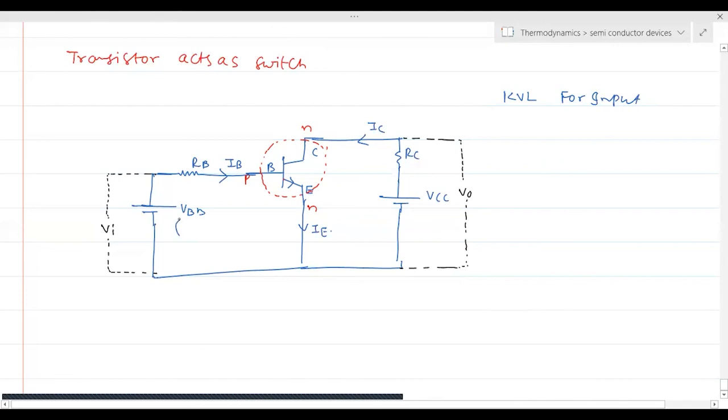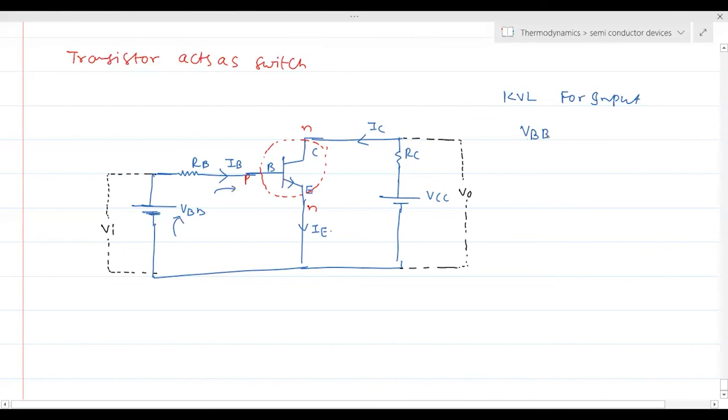Suppose I am moving right from here. In my direction we have the negative terminal. According to our convention, we take this as plus. Suppose I am moving in this direction, so VBB. We are moving in this direction only, so we have the potential drop. Therefore minus IBRB. Or instead of VBB, we can also take V input, no issue, minus IBRB.